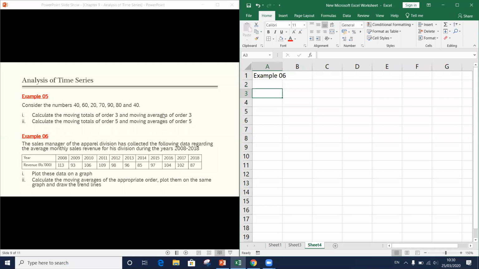What it says is, the sales manager of the apparel division has collected the following data regarding the average monthly sales revenue for his division during the years 2008 to 2018. For each year from 2008 onwards, the sales revenue of his division is given. First, we need to plot these data on a graph.